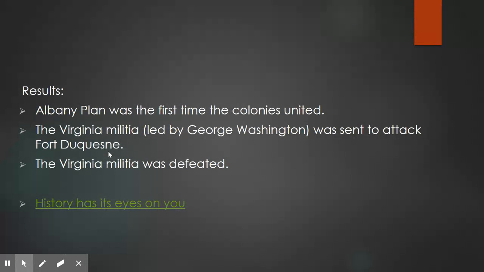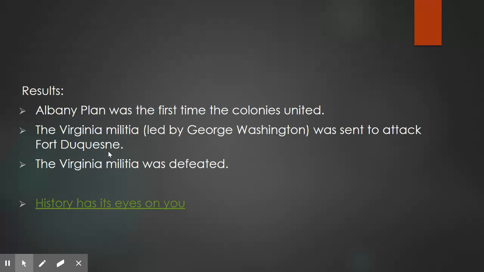So what happens here? The Albany Plan was the first time that the colonies were going to try to unite, right? Meaning this is as early as 1754, like, hey, let's do this together. What happens is not everyone buys in. There's not true buy-in.